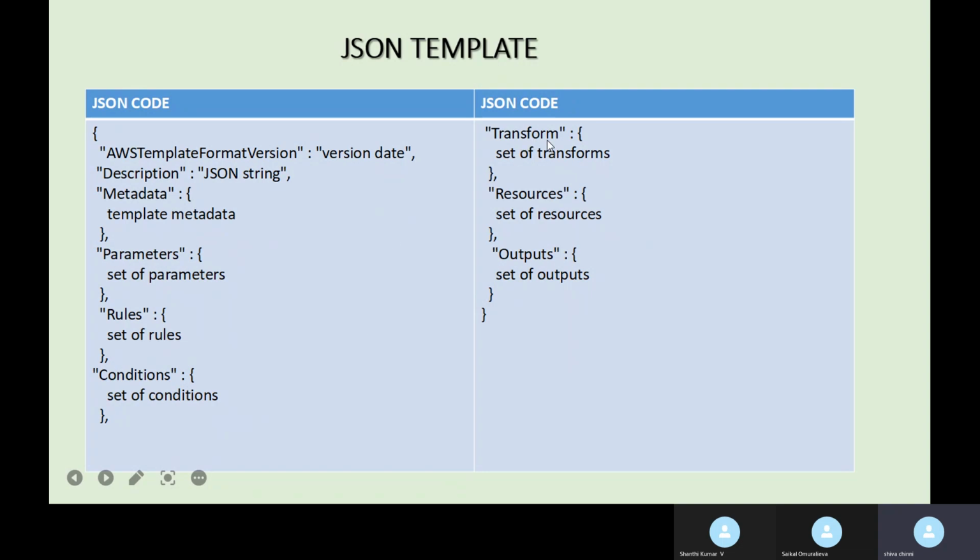And the transform section is also available. And the resources: the main part is the resources part. Under the resources part we are creating the infrastructure by using this JSON template. The last one is the outputs section. This is used to mention some output while creating this template stack, so that it will be visible at the end of this template. So this is the basic structure of a JSON template.